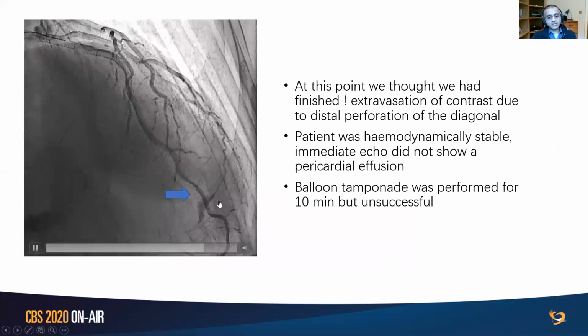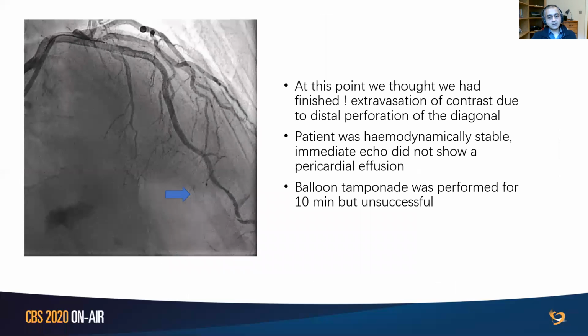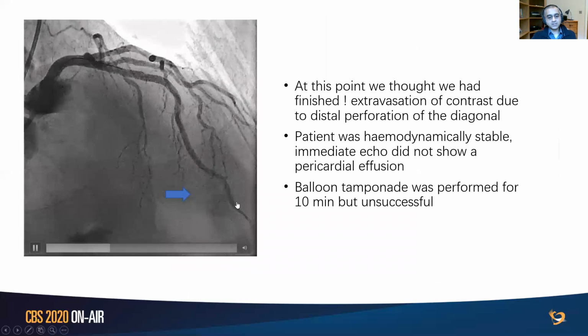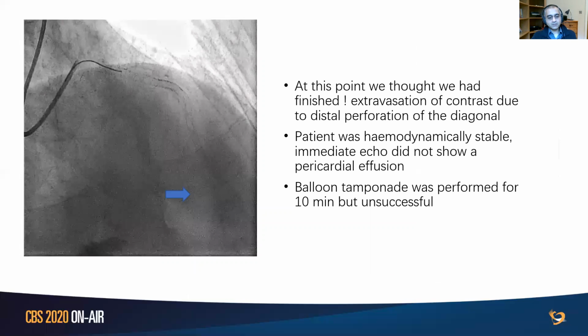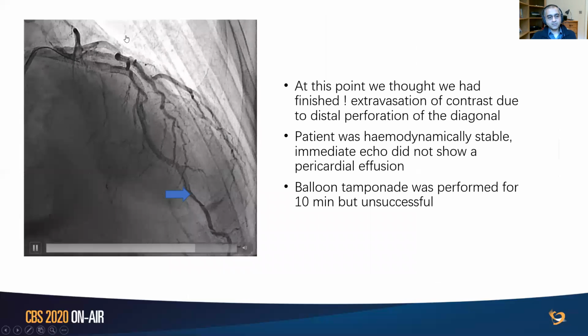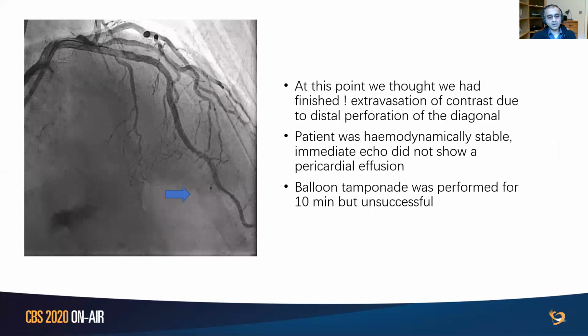What you can appreciate here is that there is extravasation of contrast, more than likely due to a distal wire perforation in one of the branches of the diagonal. So whilst we were thinking about what we should be doing here, I rewired the LAD and diagonal, performed balloon inflation in the diagonal to get immediate tamponade.